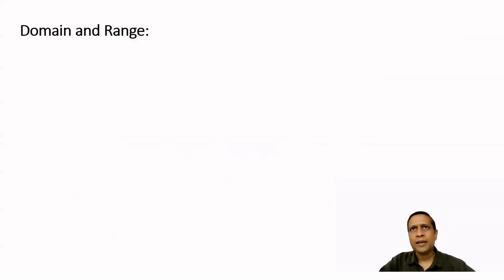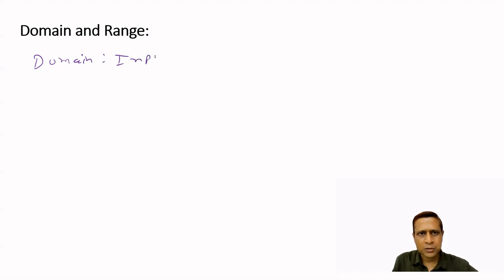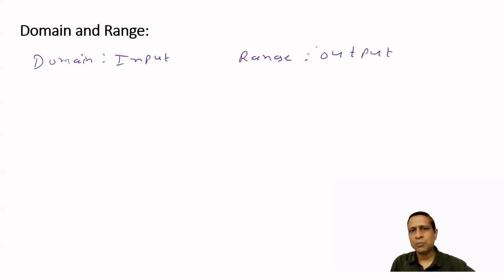Now, what is domain and range? So see, domain means input. And range means output. What is input? Input is x values. Suppose the graph is y = x² + 2x + 1. So what is input?